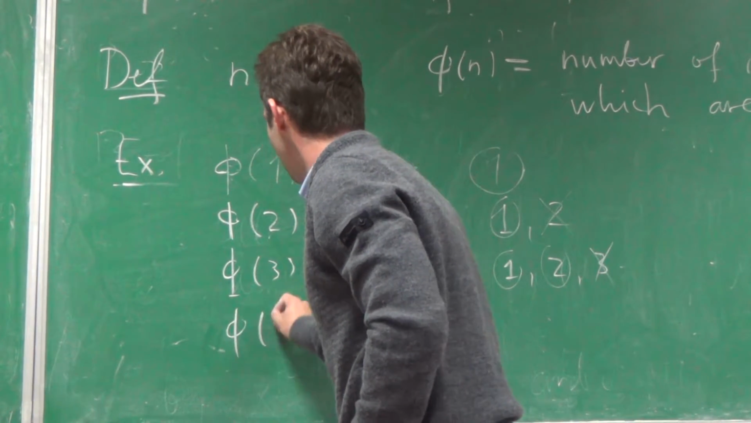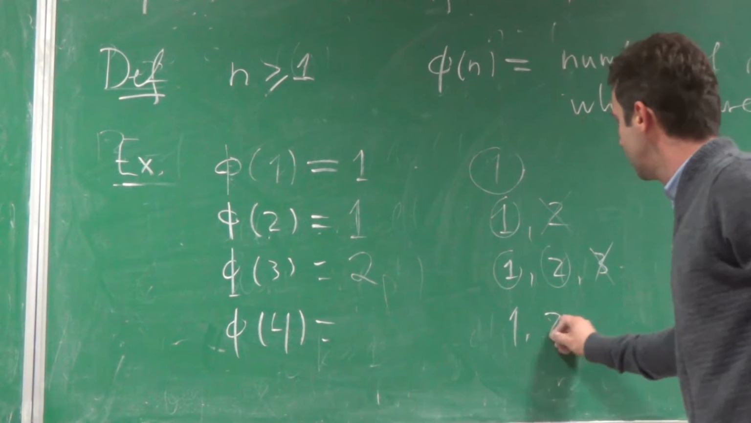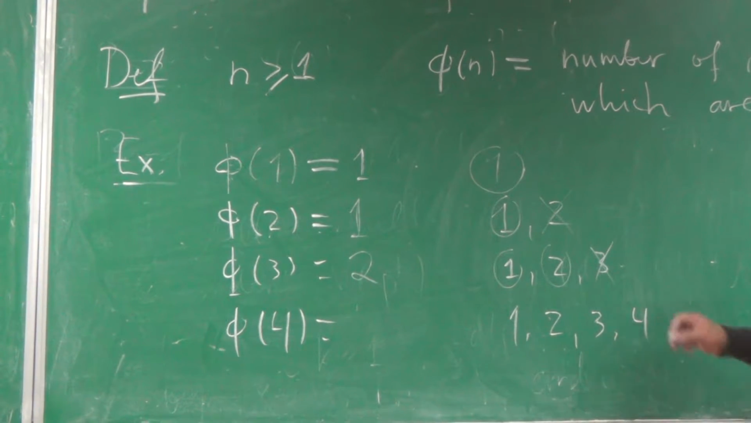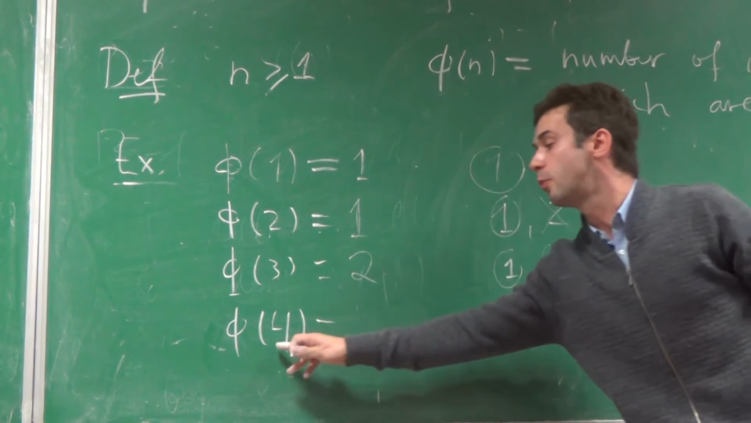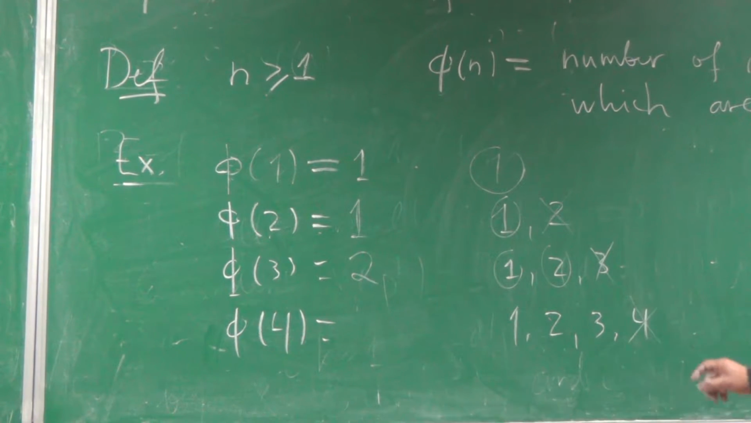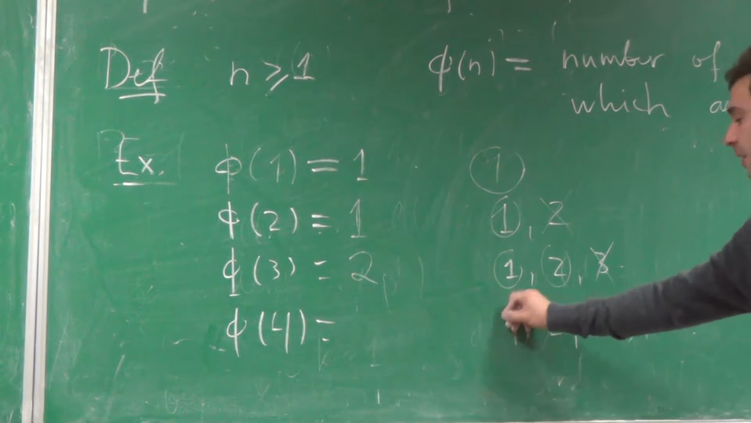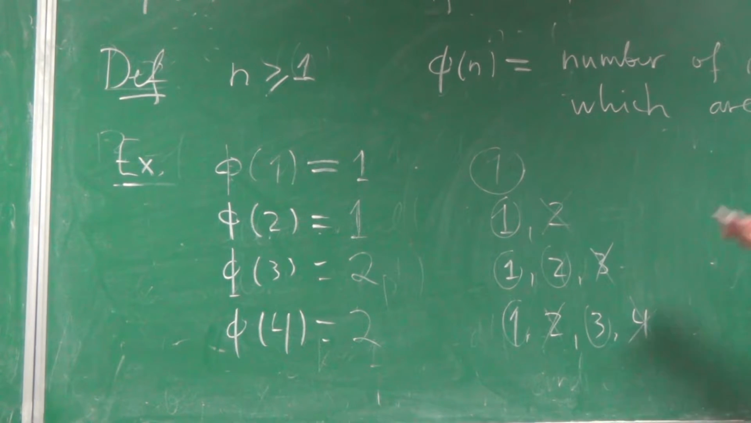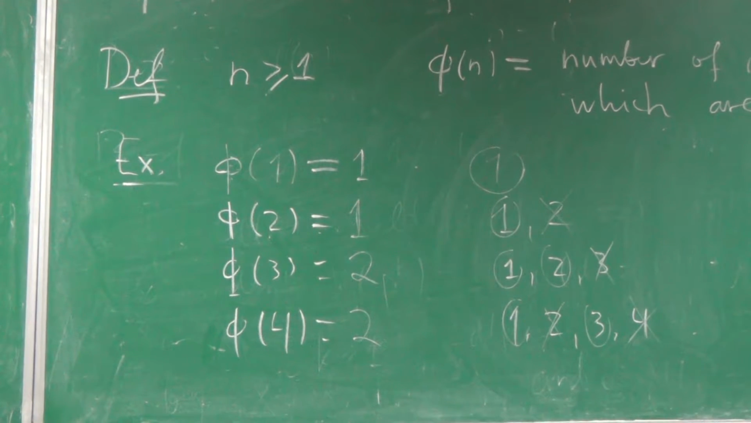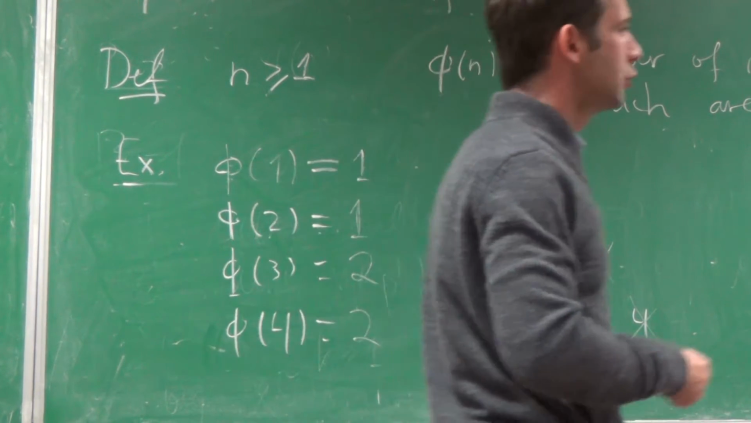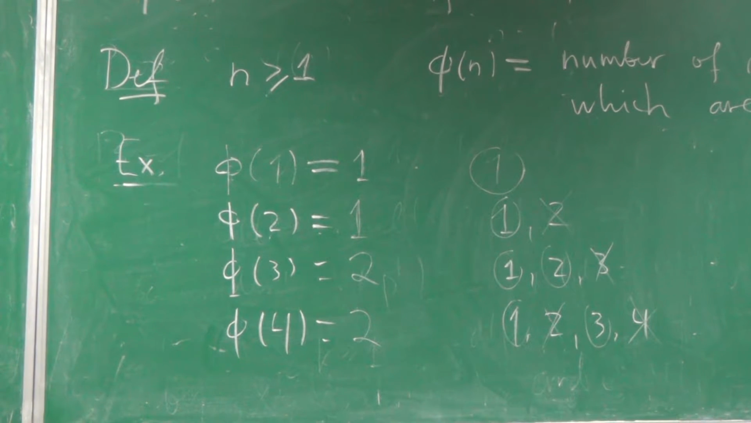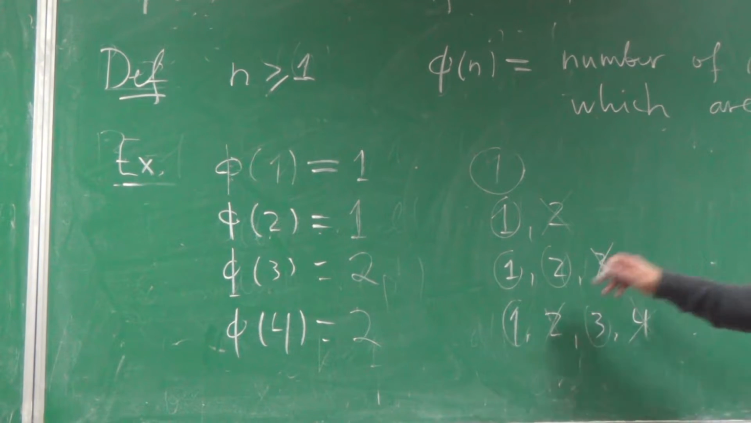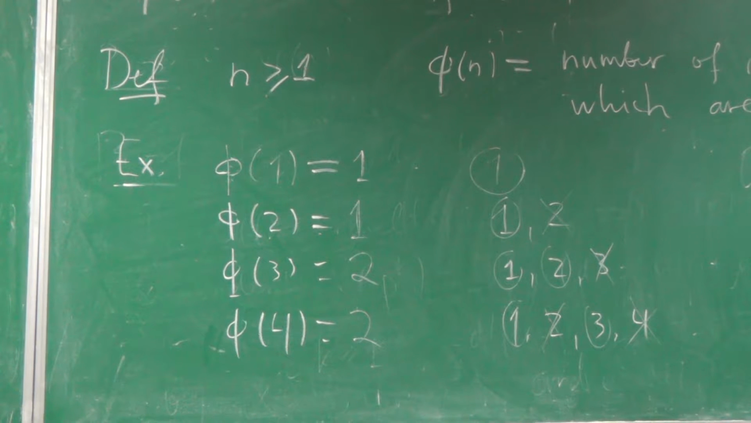Now phi of 4. I have 1, 2, 3, and 4. We are looking at the ones which are coprime to 4. So 4 is not, and 2 is not, since the GCD is 2. But the other ones are coprime. And so on. So you see, given any n, we can compute it somehow, just by crossing out the ones we don't want. So let's put it on the next level. Let's try to generalize a little bit this story about primes. So, observation.